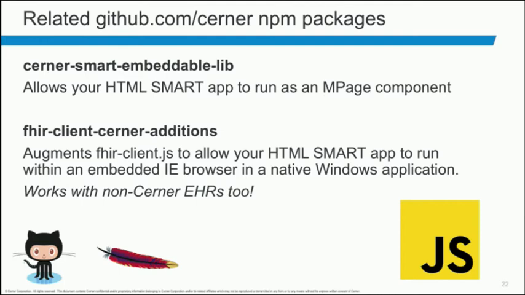We've got a couple NPM packages that are useful for smart app developers. One of which is useful to all smart app developers. The other one is only for smart app developers who want to run your applications inside of Cerner's EHR. So the first here, the Cerner Smart Embeddable Library, remember I mentioned how one of the modalities that you can run your smart application in is as an M-page component. Well, if you drop this library into your project, it allows your project to seamlessly run as an M-page component. So you just drop this in, and that's enough right there for your application to get framed within an M-page container, and that's all you need.